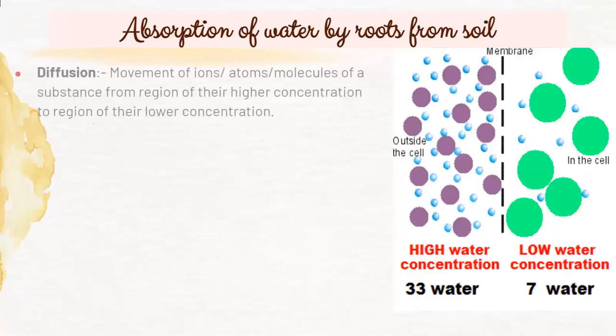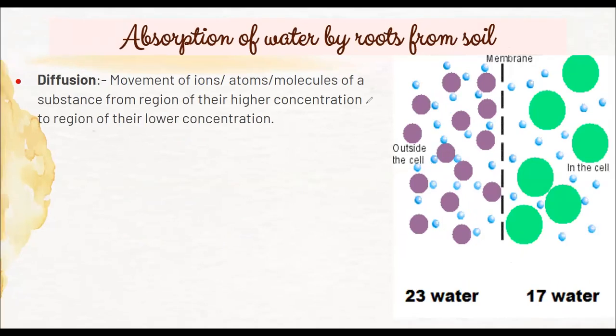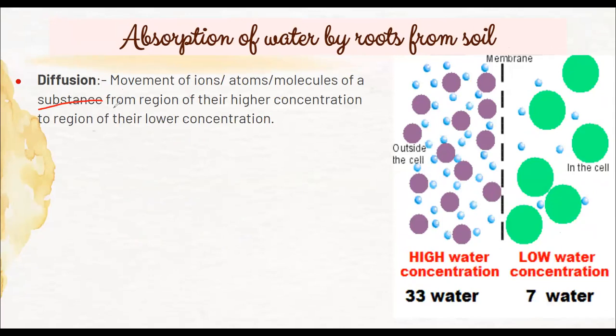Then the next mechanism, which happens in sequence after imbibition, is diffusion. Diffusion is the movement of ions, atoms or molecules of a substance. Yes or no? We have studied diffusion from lower standard, in chemistry and maybe in physics also.